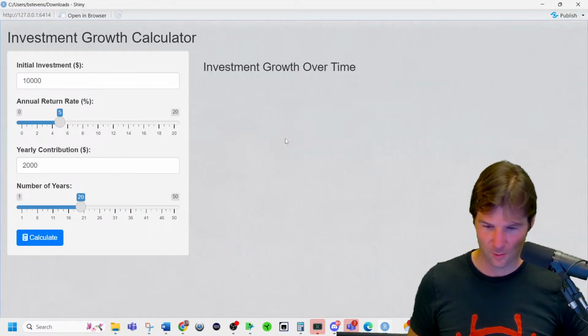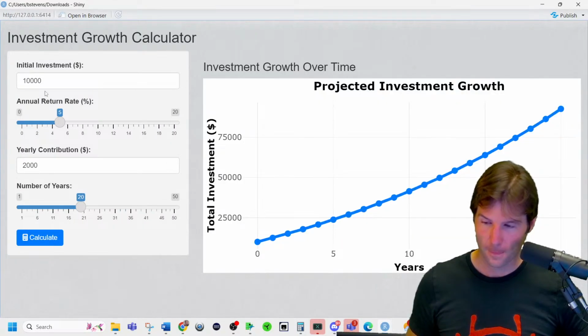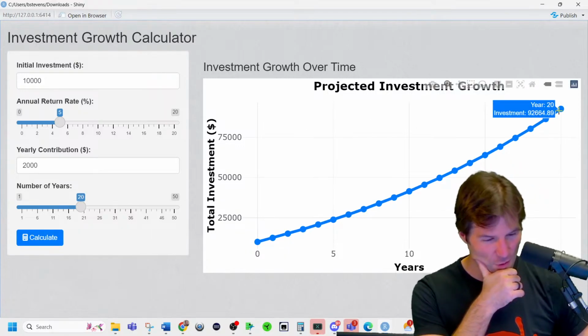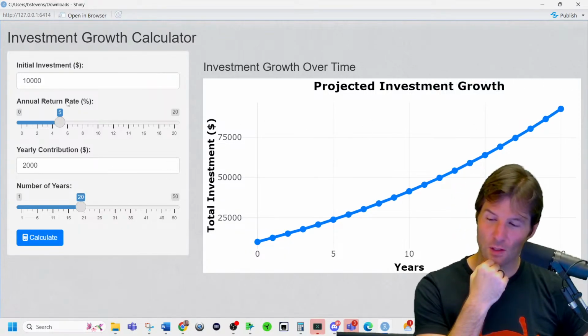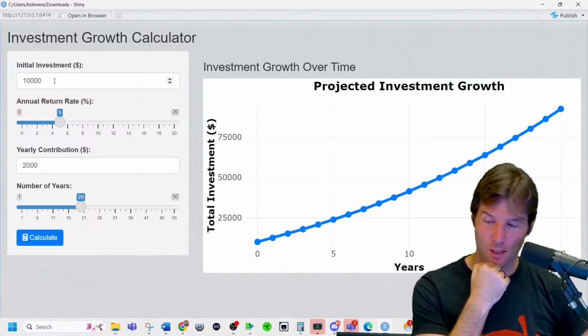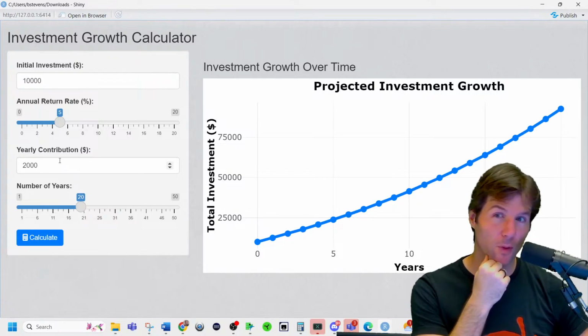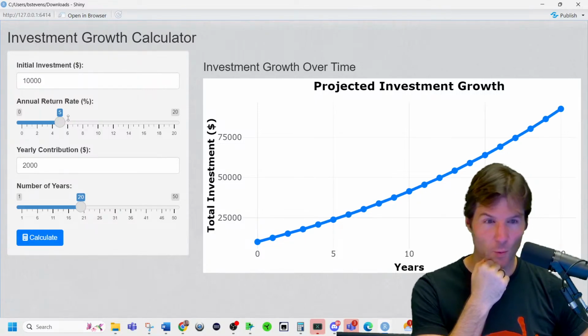Okay, I think we got it. We're gonna fix this. Calculate. There we go. And I can see after 20 years. Okay, so this is an initial investment of $10,000. Every year you're putting in $2,000, and your rate of return is 5%.